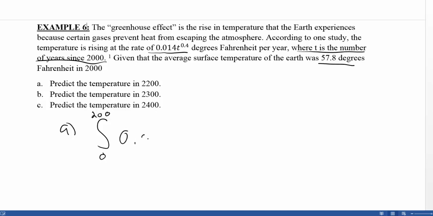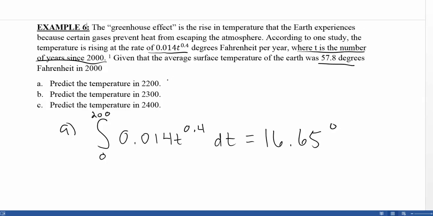So if we integrate our rate from 0 to 200, and we're going to use dt here because our variable here is t, we can plug this into our calculator, and we're going to get 16.65. So remember, this is in degrees Fahrenheit, which means that the temperature changed by 16.65 degrees.